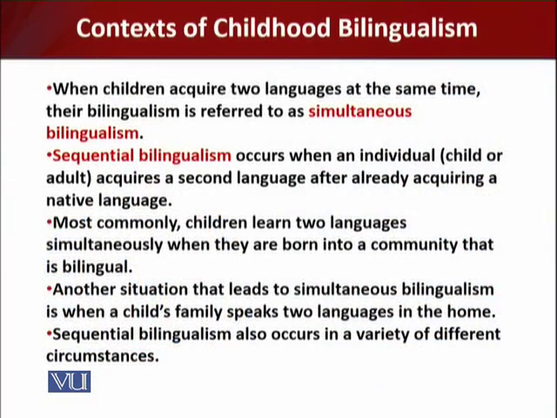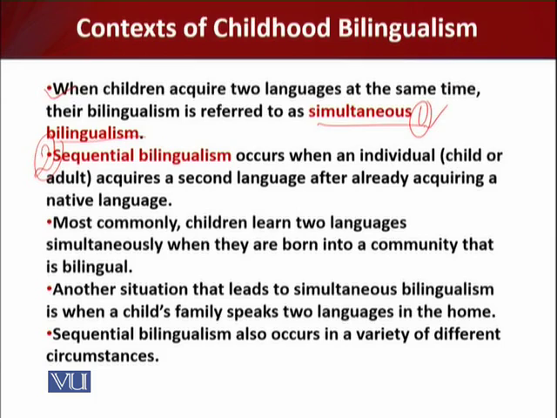With regard to context of childhood bilingualism, we will specifically focus on children and their acquiring of more than one language. Now, it is believed that when children acquire two languages at the same time, their bilingualism is referred to as simultaneous bilingualism. This is one type of bilingualism, and the second one is sequential bilingualism. So first of all, let's talk about simultaneous bilingualism.